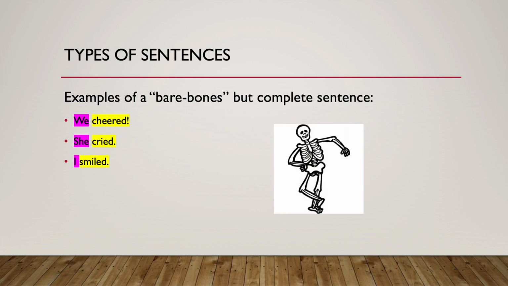These are examples of 2-word sentences. I call them bare bones sentences because there's not much to them, but they are considered complete sentences. We cheered. We is the subject. Cheered is the verb. She cried. She is the subject. Cried is the verb. I smiled. I is the subject and smiled is the verb.